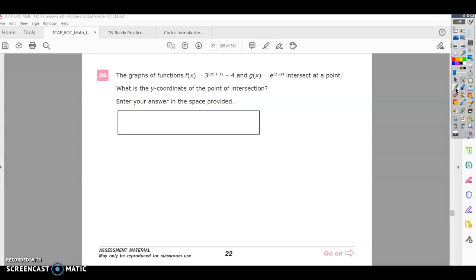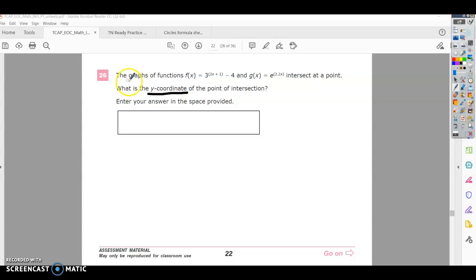Number 26 of the EOC Math 3 practice test. The graphs of function f of x and g of x intersect at a point. What is the y-coordinate of the intersection? Okay, so all we need is the y-coordinate.